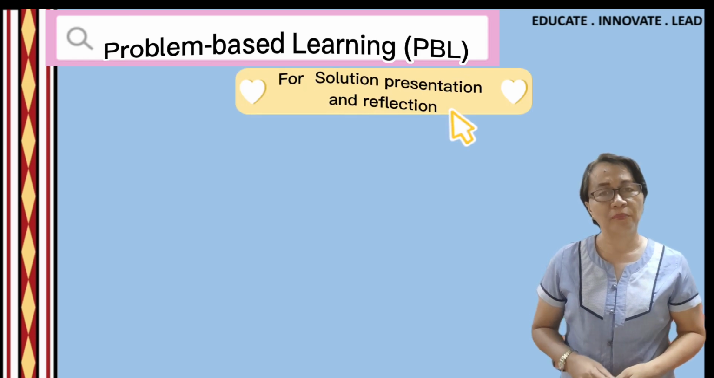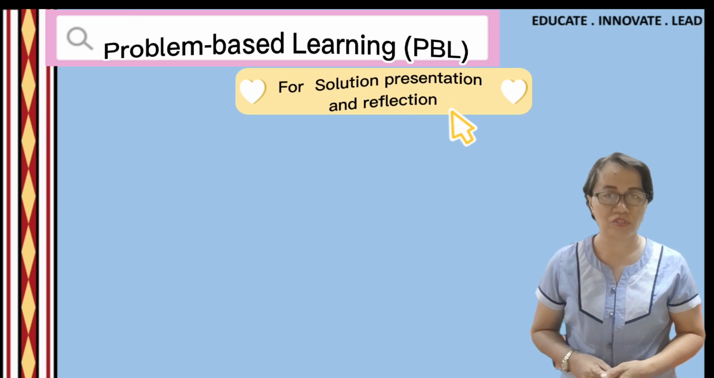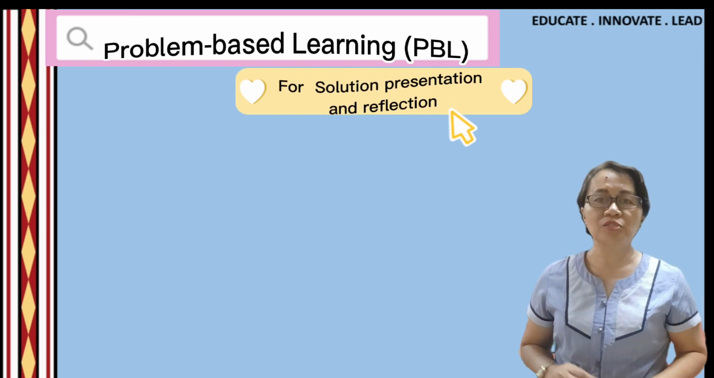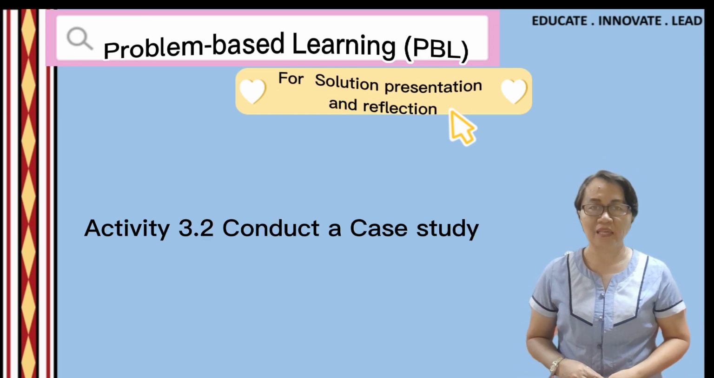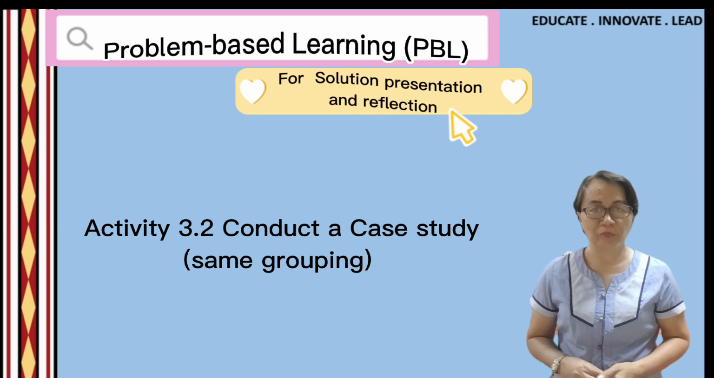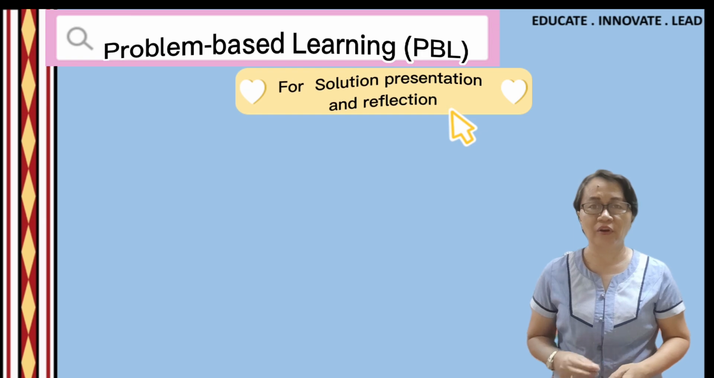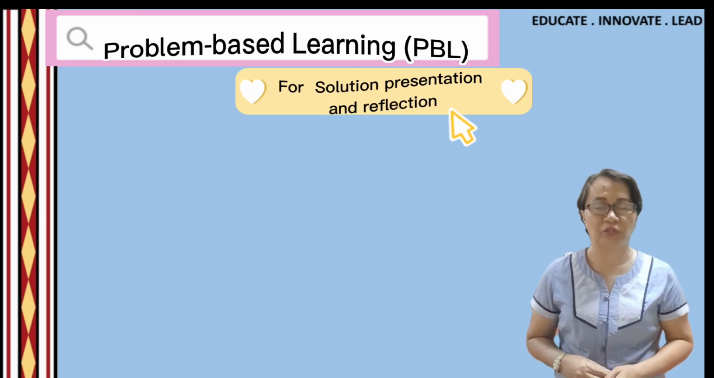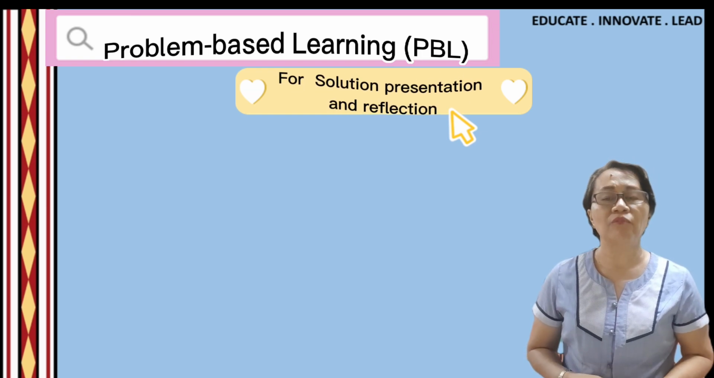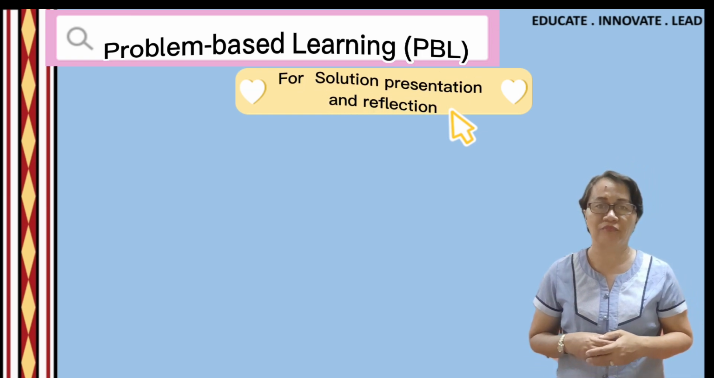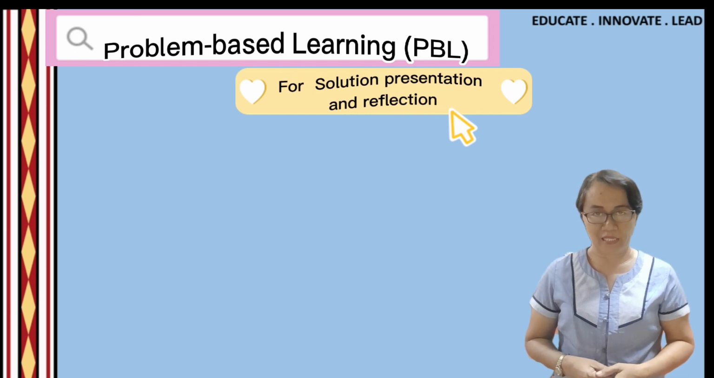For the solution presentation and reflection process of the PBL approach, the learners will do Activity 3.2. They are going to conduct a case study. The same groupings will follow. In this activity, the learners will conduct an interview with their parents, grandparents, and elderly neighbors on Filipino rich cultural beliefs and practices on the occurrence of eclipses.